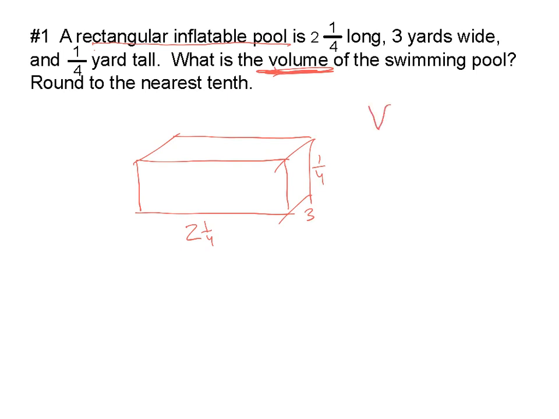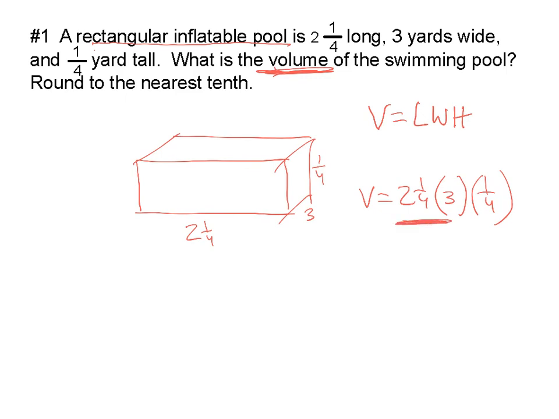Remember, the volume of a rectangular prism is the length times the width times the height. You might want to jot that down next to your number one on your practice test today, okay? So let's do that. Let's do the length times the width times the height. So volume equals 2 1/4 times 3 times 1/4, right?